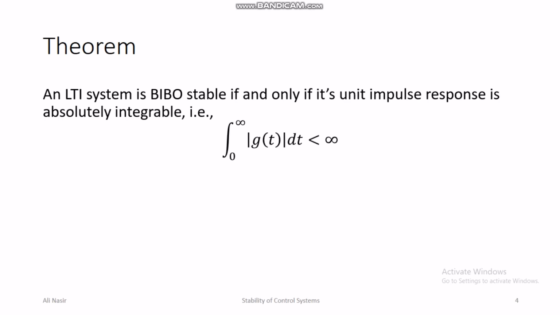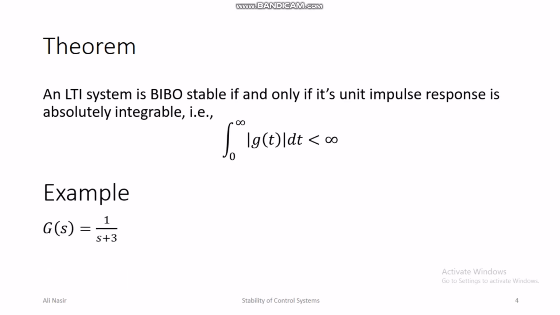So recall that unit impulse response is the inverse Laplace transform of transfer function. So if you have a transfer function of an LTI system, you take its inverse Laplace transform and take the integral from 0 to infinity of the absolute value of the inverse Laplace transform, and then you will see if it is finite, then the system will be BIBO stable, otherwise the system will not be BIBO stable. So we can do an example here.